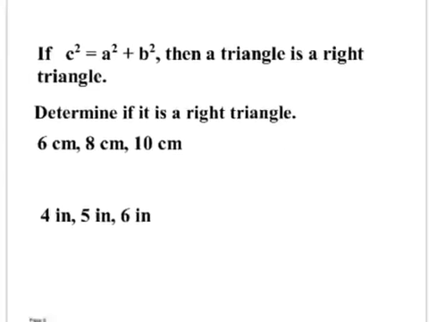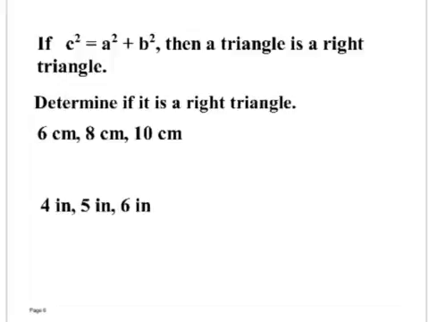You need to write this down. If c squared equals a squared plus b squared, then a triangle is a right triangle. This is Pythagorean theorem in reverse. Pythagorean theorem says if it's a right triangle, then a squared plus b squared equals c squared. The reverse means if a squared plus b squared equals c squared, then the triangle must be what kind of triangle? A right triangle.